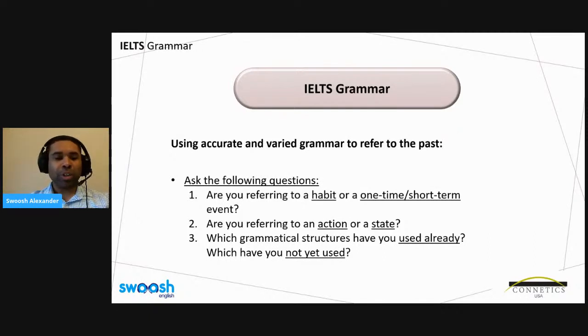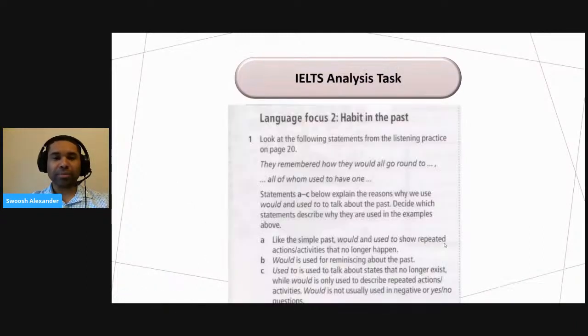So we're going to move on now to look at the task specifically, and these are the points that I want you to bear in mind. These three questions in terms of what is appropriate grammar for referring to the past. So let's have a look. We've got here the language focus for a habit in the past, and in the task we had these two sentences. So they remembered how they would all go round to, and all of whom used to have one. So we can see here there is use of would and used to.